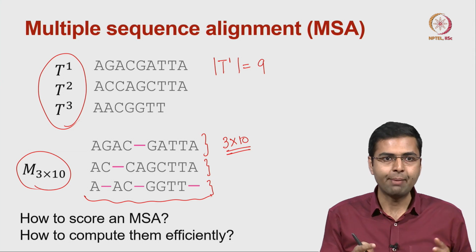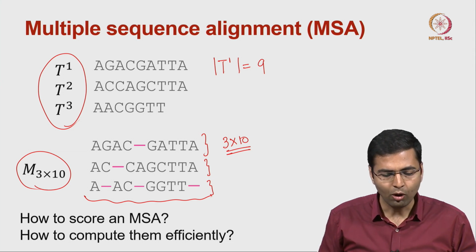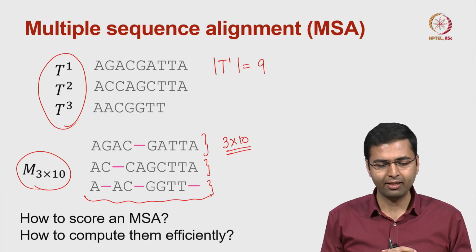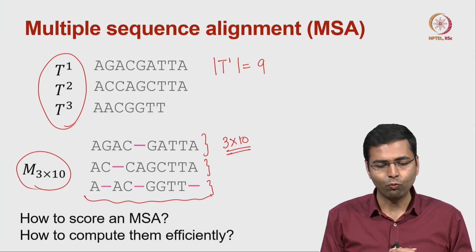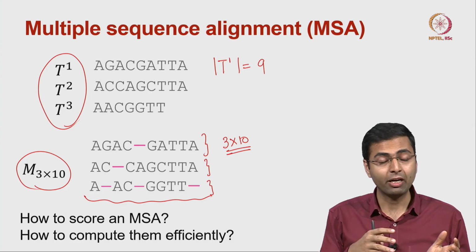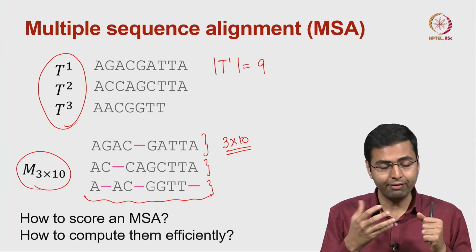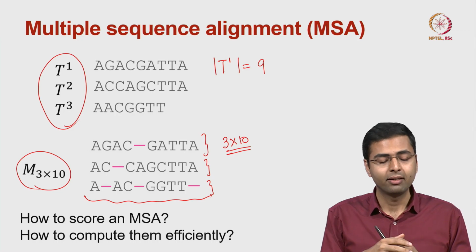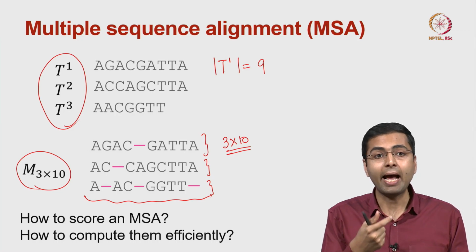So, this is one example of a multiple sequence alignment. Now, the question comes, how do we score such an alignment, because we have to determine what a good alignment is versus what a bad multiple sequence alignment is. And once we have a scoring scheme, then we can formulate our problem to identify the multiple sequence alignment that has the highest score.